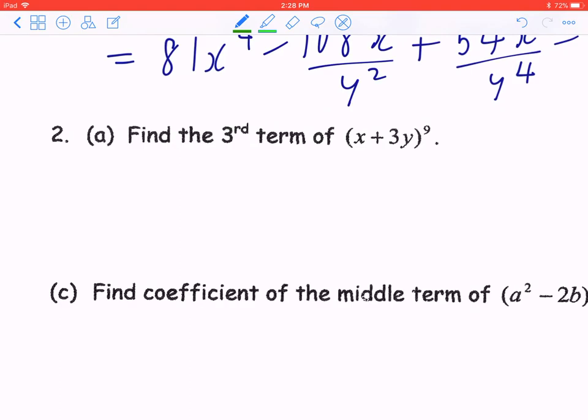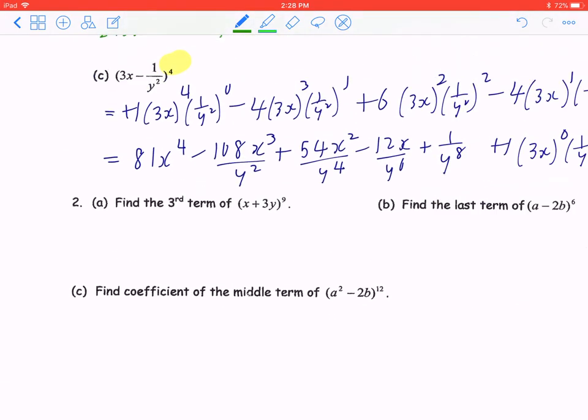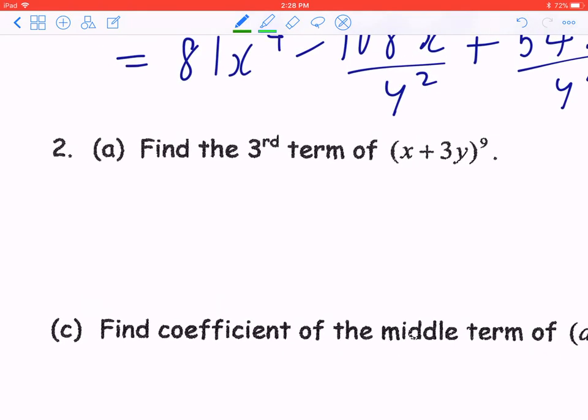Number 2, find the third term of x plus 3y to the power of 9. Now, there are a couple ways of doing this, and of course, the shortcut is something that will be presented to you in grade 12 data management. So at this point, what we can do is expand the first couple of terms, and then we can address how to get to the third term. Again, there is a shortcut. I'm not focusing on the shortcut. I'm just simply showing you how to find the third term if you're expanding this as follows.